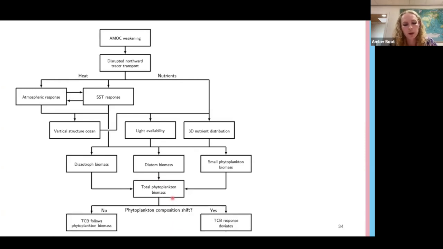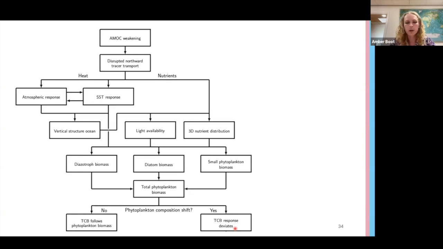And now, if in our ESM we do not get a phytoplankton composition shift, such as in the subtropical region, it's quite boring. Our total consumer biomass just simply follows our phytoplankton biomass. But if we do get a composition shift, we get a deviating response, such as we saw in the Subpolar Gyre. And this could be a more positive response, but it could actually also be a worse response. So in the Subpolar Gyre, I would say we saw a positive response, but for example, in the extension of the Gulf Stream, we see a negative response, a worse response.